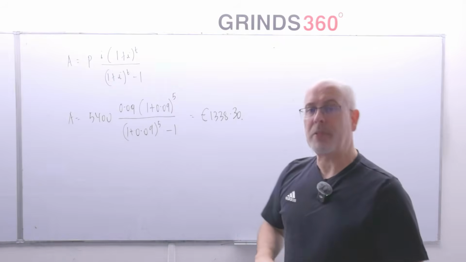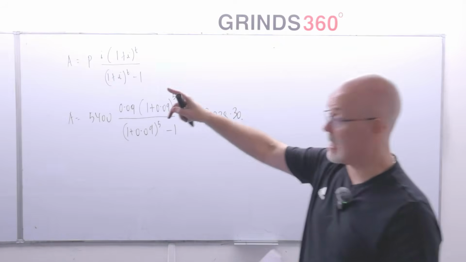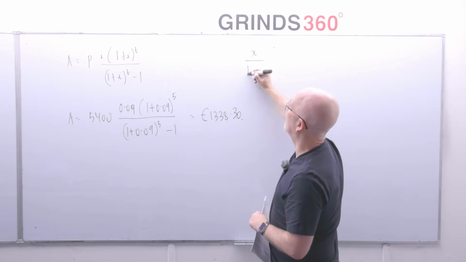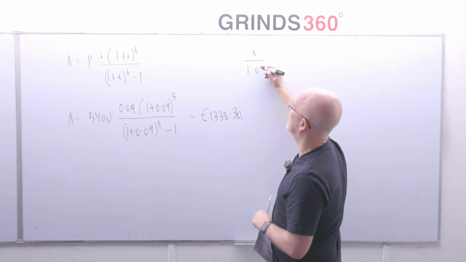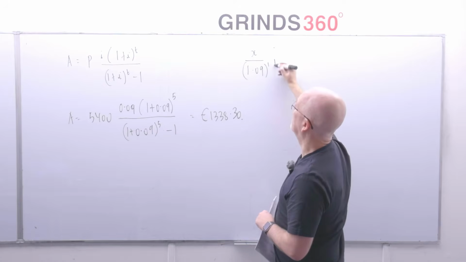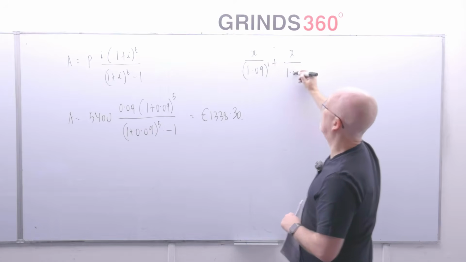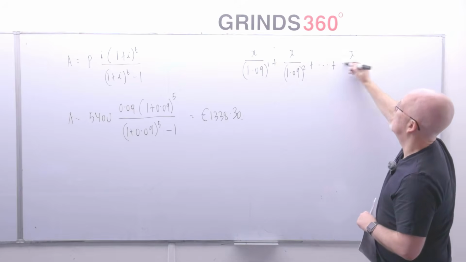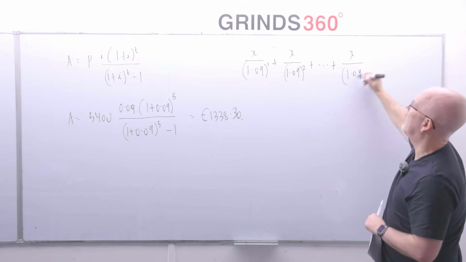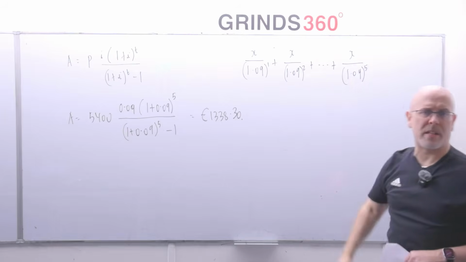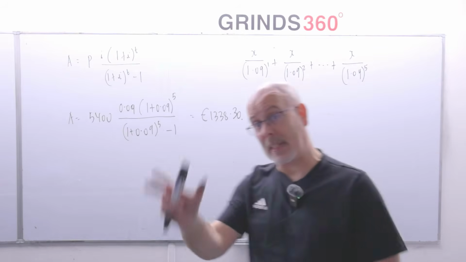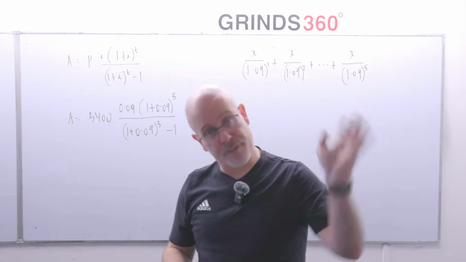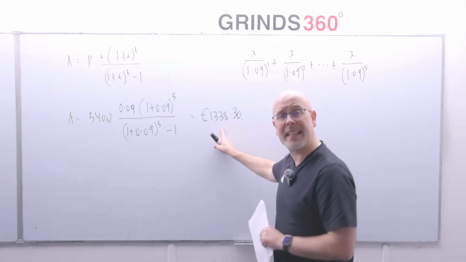Now if you were to do it the long-winded way, exactly like the previous one, set up your series. So it'd be x over 1.09 to the power of 1, plus x over 1.09 to the power of 2, and so on, up as far as x over 1.09 to the power of 5. Pull the x outside the bracket, add the numbers inside the bracket to see what that adds up to, and multiplying that by x should equal 5,400. Divide across to find x, and you will get exactly the same answer.